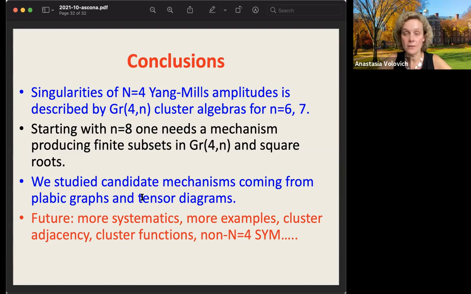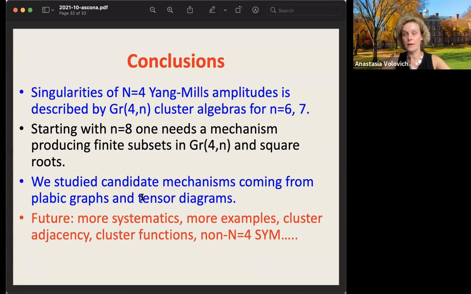Some of the Plabby graph construction should be studied. More examples should be worked out on both sides, both on amplitudes and on Plabby graphs. Of course, I also only focus here on singularities. Then there's a whole machinery of how to write down the cluster functions from these letters. And for example, there are certain properties such as cluster adjacency, which are related to Steinman relations. So lots of very interesting results there.